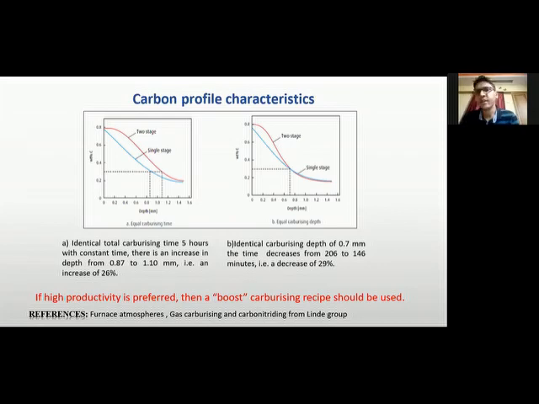In the second graph, the case depth is fixed, that is 0.7 mm. On that basis, we have set the cycle time. In single stage cycle, we require 206 minutes for the 0.7 case depth, and in two stage, we require 146 minutes for the 0.7 mm case depth. So we have decreased the cycle time by 29%. So if high productivity is preferred, then the boost carburizing cycle should be used. We have used this boost cycle to get the optimum result and the optimum utilization of the fuel. So next.